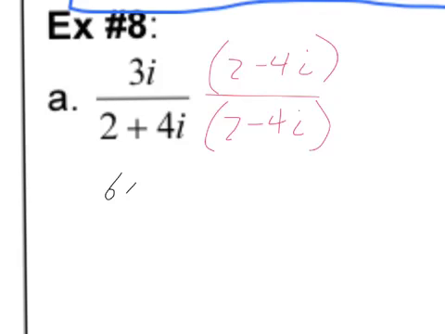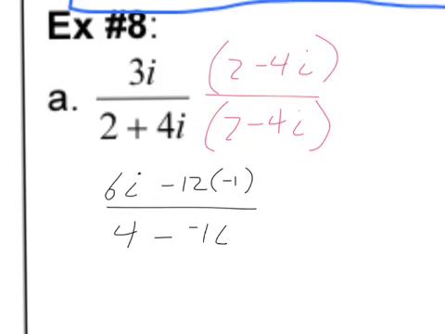3i times 2 is 6i. 3i times -4 is going to be -12 times i squared, which we know is just -1. I'll simplify that in a second. The conjugate rule says, and it's the same rule here, that we square the first term, and it gets us 4 minus the square of the second term. If we square 4i, we get 16, and i squared is -1, so -1 times 16 is -16. Okay, a couple things here. -12 times -1 is positive 12 plus 6i over 4 minus a negative is the same thing as saying plus.